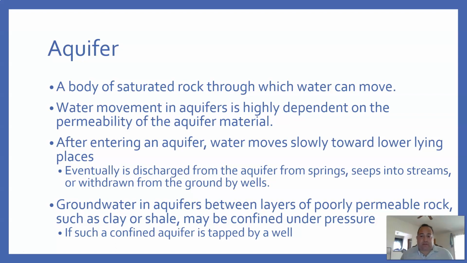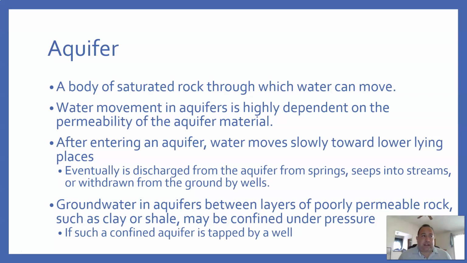Once the water has worked its way down, permeated into the aquifer, it is going to move slowly towards lower-lying places. So water will leave the system, and that's our groundwater flow. It does leave the system, but we get enough of it to pull up in the ground. That's going to be our groundwater storage.